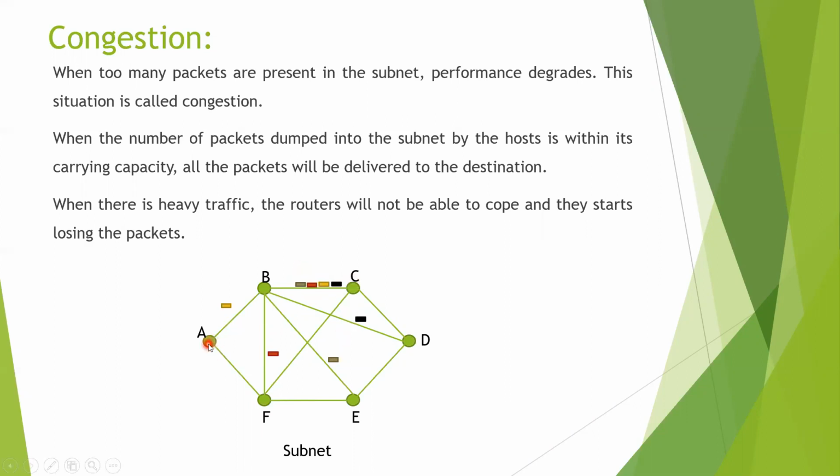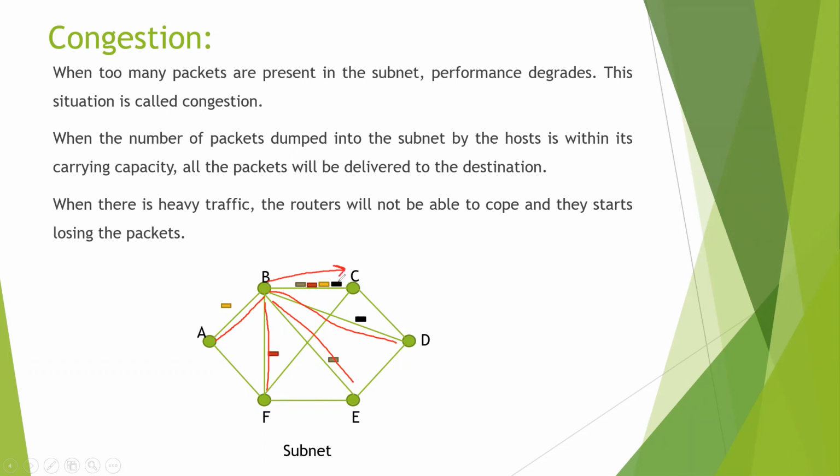Let us try to understand congestion with an example. A will send a frame to B. I have differentiated by different colors here, and F also sends a frame to B. Similarly, E sends a frame to B. D also sends a frame to B. Now, B has to transmit it on the C line. All the packets need to be sent on this same line, that is from B to C.